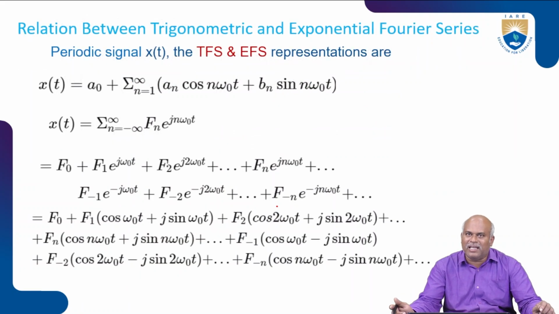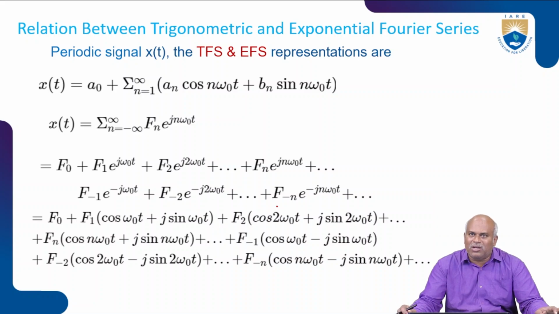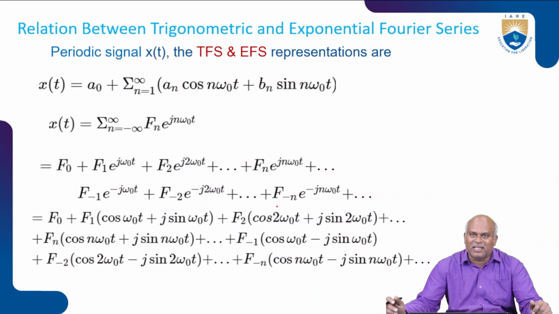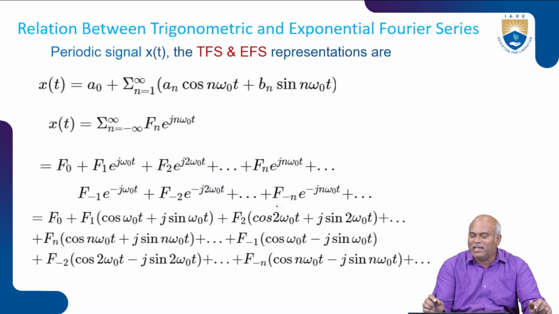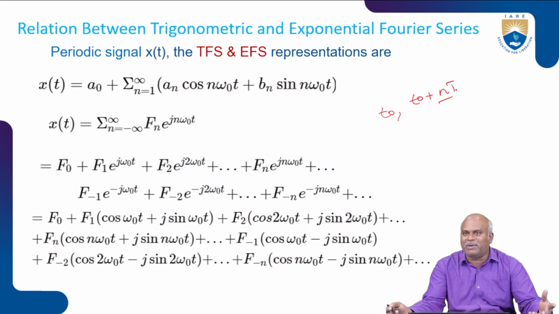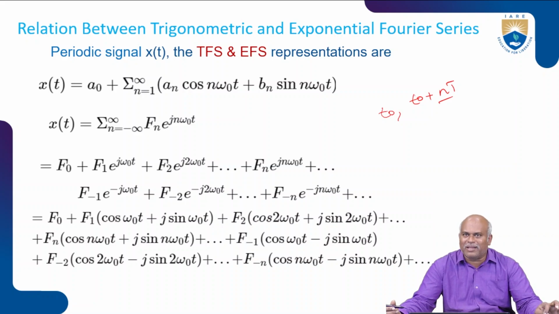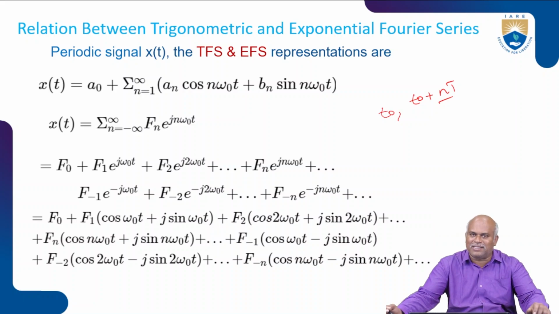Next, the relation between the trigonometric and exponential Fourier series. The signal x of t is considered a periodic signal. The Fourier series is suitable only for periodic signals. If the signal is periodic, then the period is taken from t0 to t0 plus nT, where n depends on which period we take.